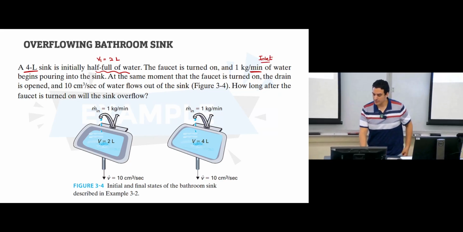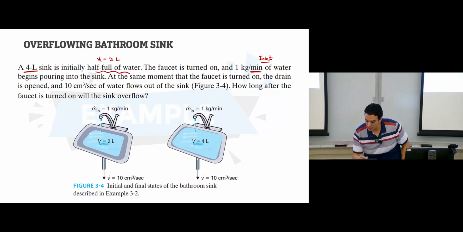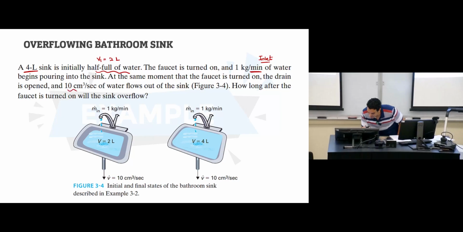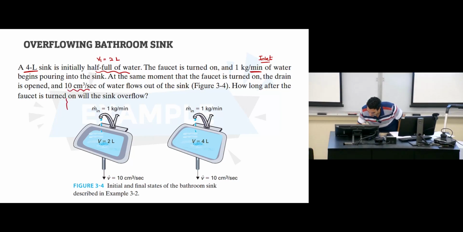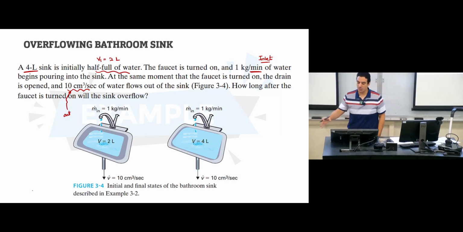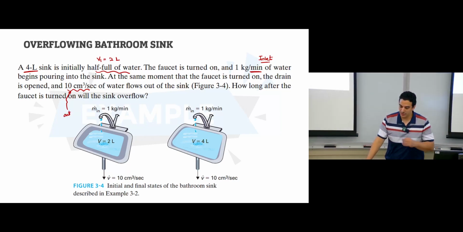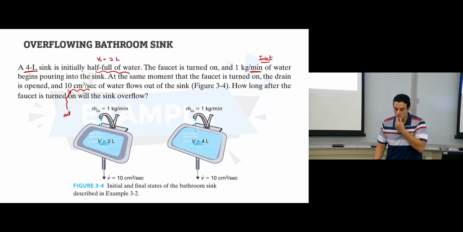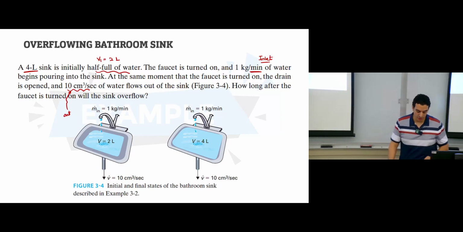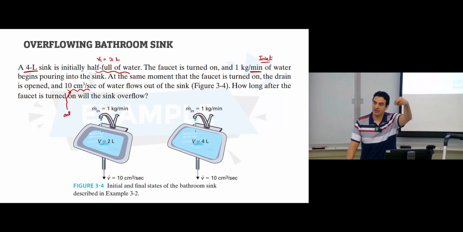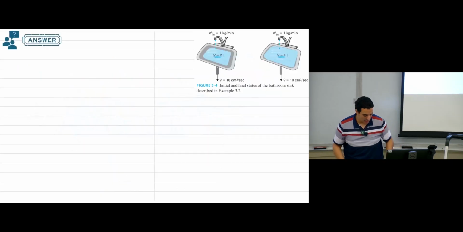At the same moment that the faucet is turned on, the drain is opened and 10 centimeter cube per second, and this is the outlet, of water flows out of the sink. How long after the faucet is turned on will the sink overflow? Okay, so here we need to find the time. We have inlet, we have outlet, the rates are different, so we need to find when this sink will overflow. How can we solve this one?